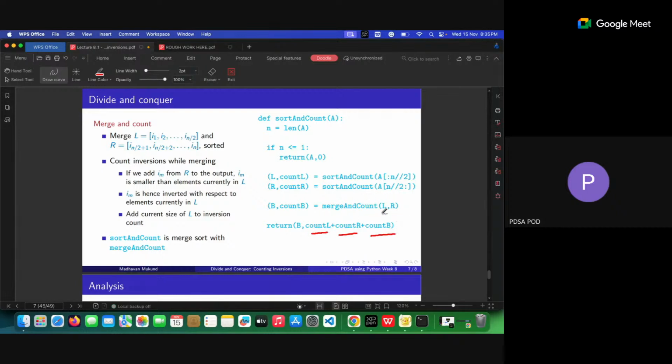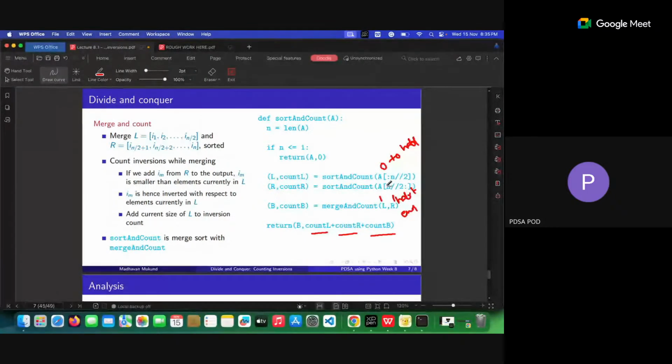Every time we call it with the left and right: the left is from 0 to half of the list, and the right is from half to the end of the list. Every time the recursion is called, it calls sort and count, and each sort and count call calls merge and count, sending the left and right partitions.